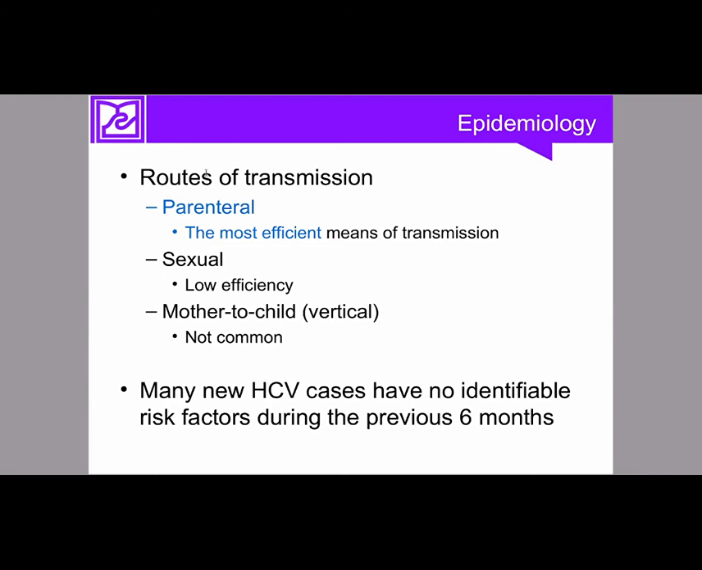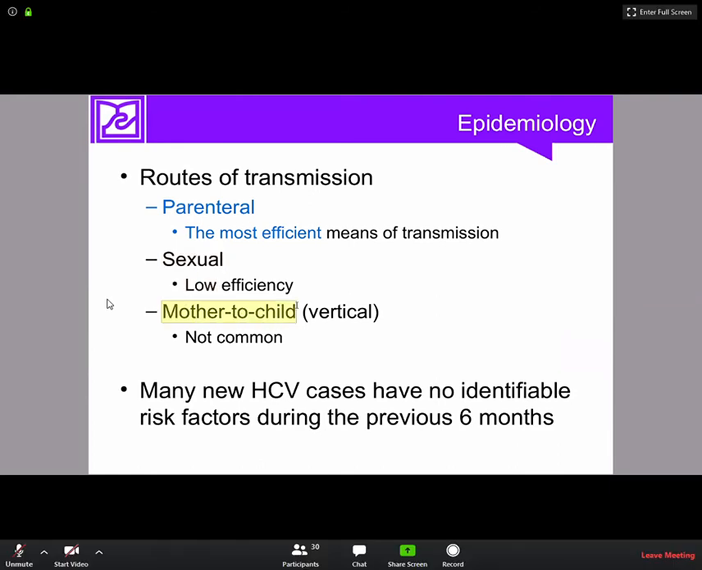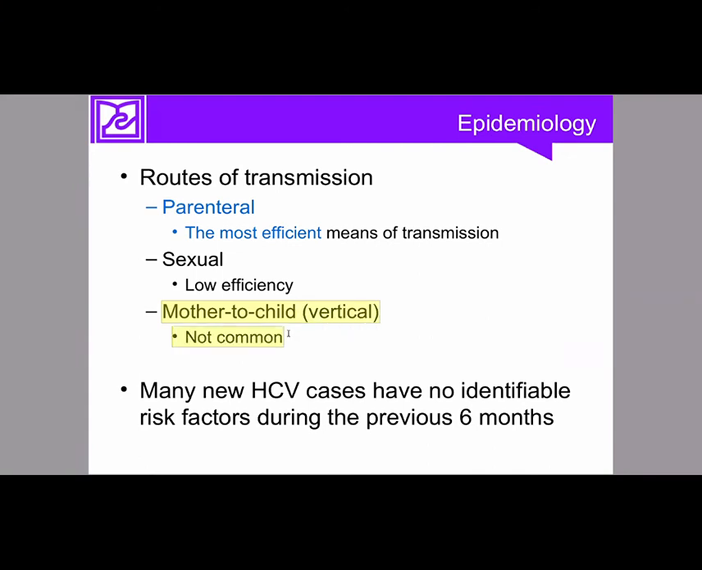The virus is transmitted by the same mechanisms as hepatitis B virus. The most efficient way of transmission is parenteral transmission, so through the blood. Sexual transmission is also possible, but the efficiency of this route is low, but possible. Mostly in men who have sex with men. Mother-to-child transmission is also possible, but not common. So the most efficient is through the blood.